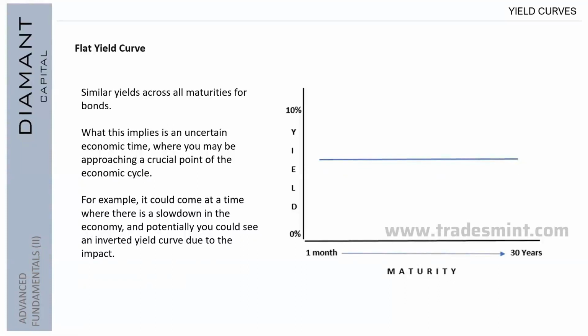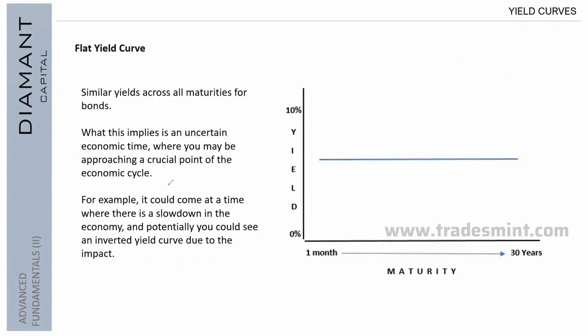Now, what this implies is an uncertain economic time. So when you get flat yields in every bond market, you might be approaching a crucial point of the economic cycle. So I'm just going to draw it on right now. If you think back to our economic cycle, we move in waves like this, right? The times that you would actually expect a flat yield curve potentially would be around this area where you start to see some flattening out. Now, this bit here, or you could even say at the peaks or the bottoms, that's when you get the inverted yield curves, which we're going to look at next.